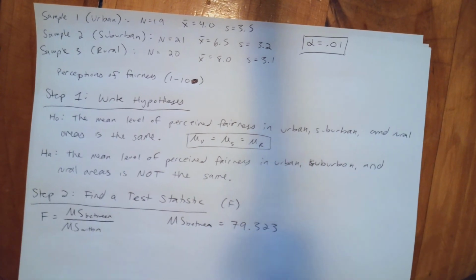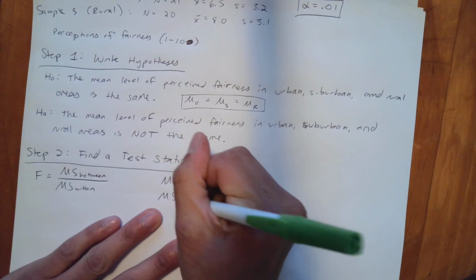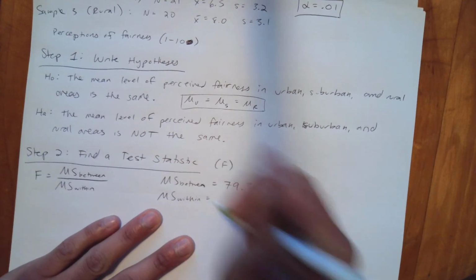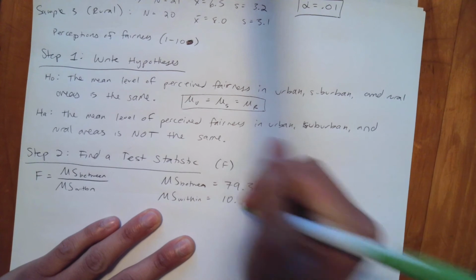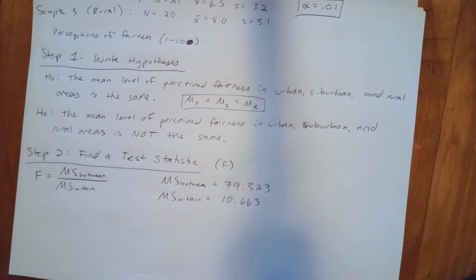79.323. Is it big? Is it small? You guys don't have a frame of reference, so we're just going to treat it as a number and go from there. Mean square within is equal to 10.665. And what's really key here is not actually how big or small these numbers are, but how big or small they are in relation to each other.